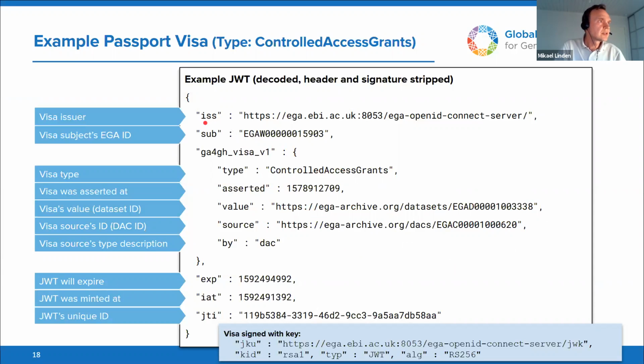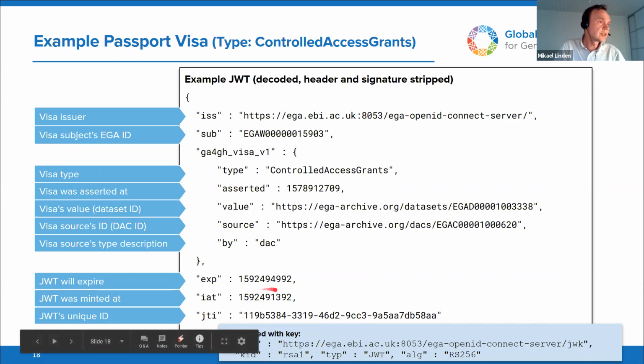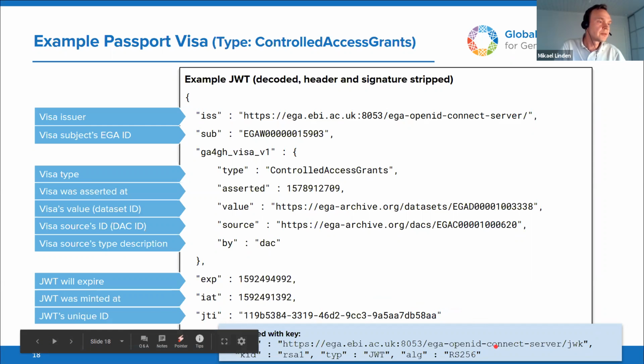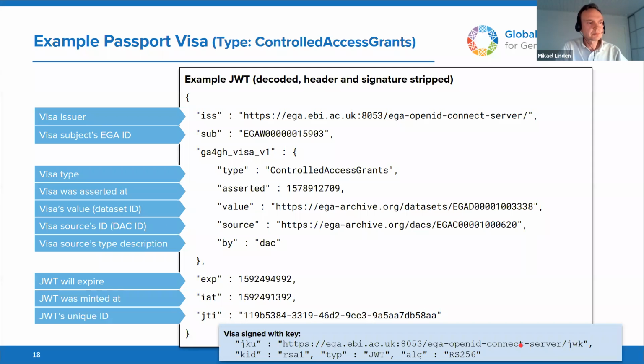The visa also has the issuer field. Yeah, this visa is issued by EGA. And the sub, which in this case is the user's EGA identity, which can then be linked to, for instance, the ELIXIR identity in another linked identities visa. The JWT has an expiration date and issued at date and JWT identifier, and then the identifier of the one who has signed the visa. And then back to you, Greg.